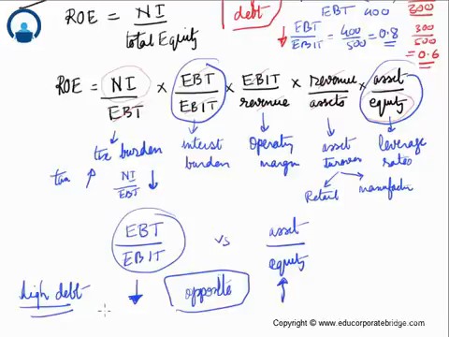So let us now move on and look at an example where we calculate ROE using three measures. One, the original one, net income divided by total equity. Then we look at the second formula, which is the DuPont formula, and the third one, the extended DuPont formula.